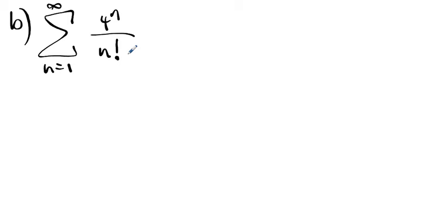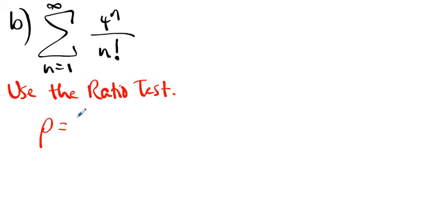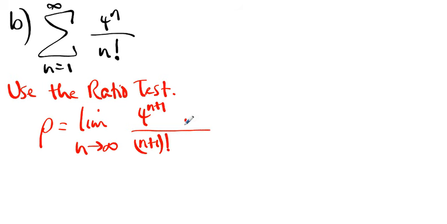You may recall that n factorial does not mean that n is excited. This means that this is the product n times n minus 1 times n minus 2 all the way down to 1. So I'm wondering, does this series converge? And we're going to use the ratio test to see if it converges. We're going to compute rho. It's the limit as n approaches infinity of the n plus 1th term over the nth term.